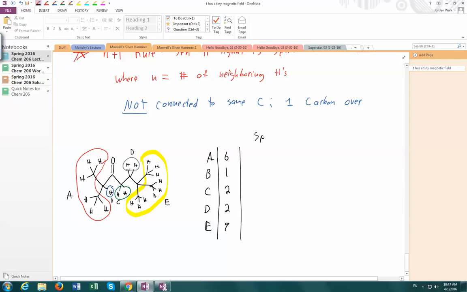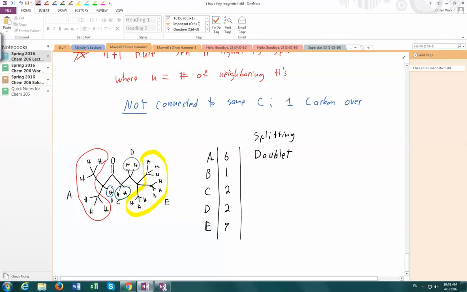So now let's think about splitting. Okay, so signal A, we're talking about our methyl protons. So to figure out what kind of splitting we would expect, we've got this carbon, we want to count one carbon over. How many protons are connected? 1. Is it the same case for these? They're equivalent. It has to be, right? And so what kind of splitting would we expect? We would expect to see a doublet for these 6 protons.